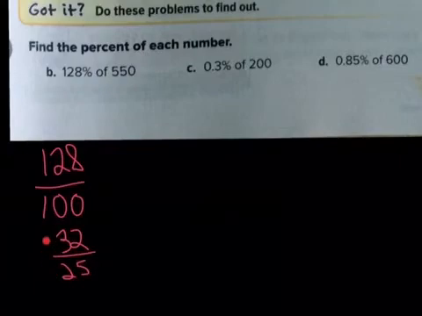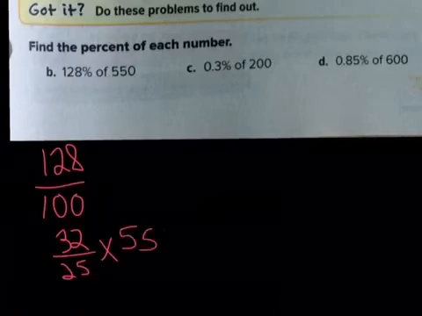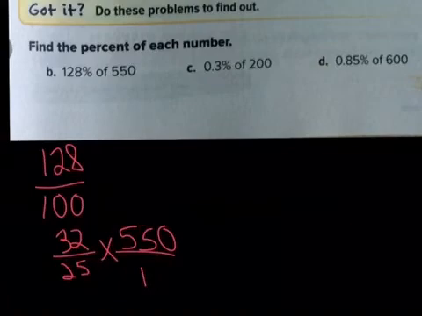over 25, right? And now I'm going to multiply that just the way I multiplied it before. I'm going to multiply it times 550 over 1. When we multiply fractions, we have to cross-reference to simplify. How many 25s are in 550? Well, we know that, let's see, 25 times 10 is 250. 25 times 20 is 500.